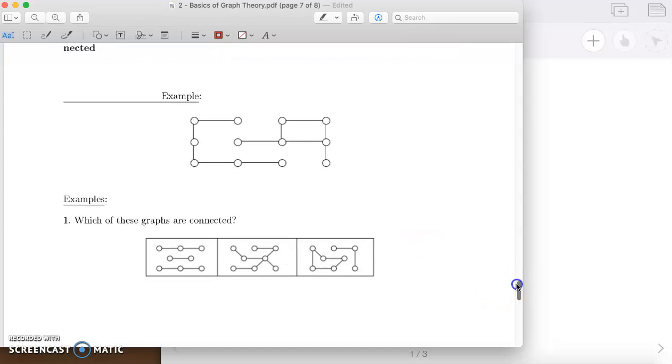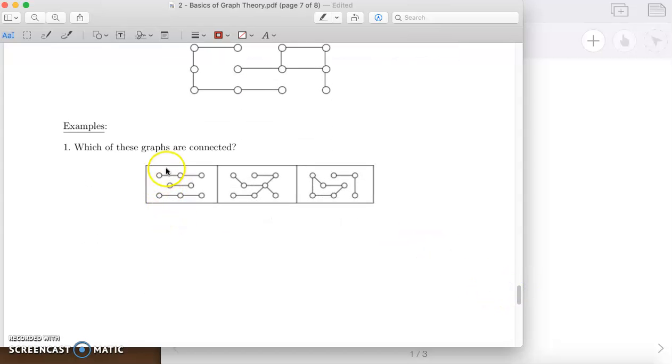Here's some examples. Which of these are connected? This is not connected because there's some vertices that I can't reach. All right. This one is connected because I could reach every vertex from another vertex, maybe repeating edges, but there is a path there. Now, this one is also disconnected because there's missing paths right here where I can't reach those different vertices.